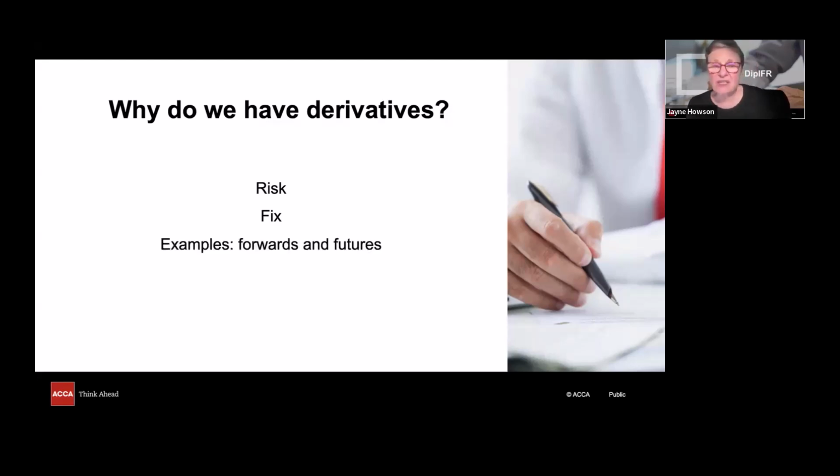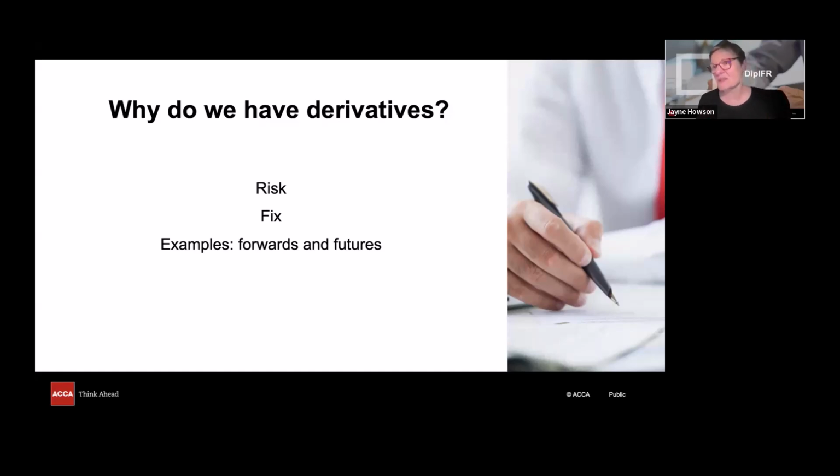Now we can do this using forwards with my wheat example, but there's also an instrument called a future. They work in a slightly different way to forwards, but they have the same outcome. They fix the amount that we will pay or receive for selling goods or selling currency or buying goods or buying currency at a future date.